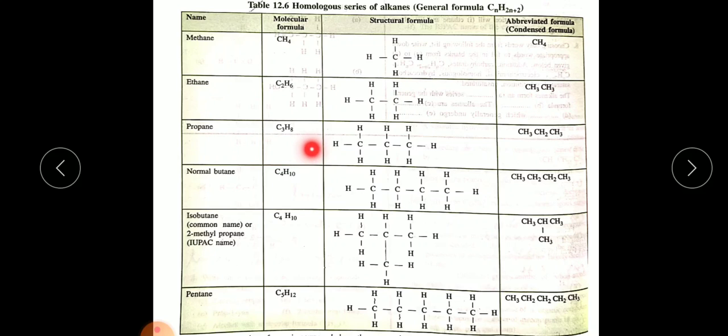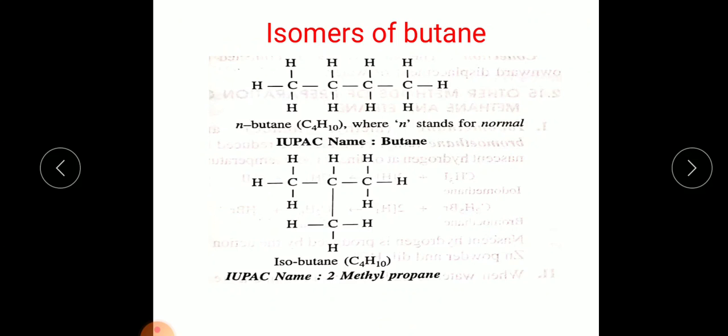Similarly, propane, C3H8, the structural formula is this one: 3 carbon atoms attached, and remember that carbon has valency 4, so it should always form 4 bonds. So this is propane. Similarly, butane, isobutane, pentane, like this. We have already practiced all these structural formulas in our class. Now, isomers of butane.